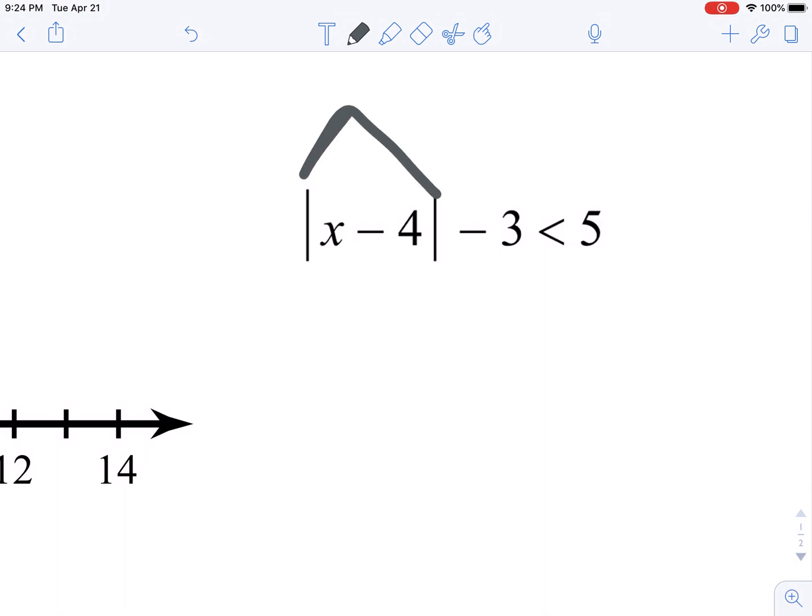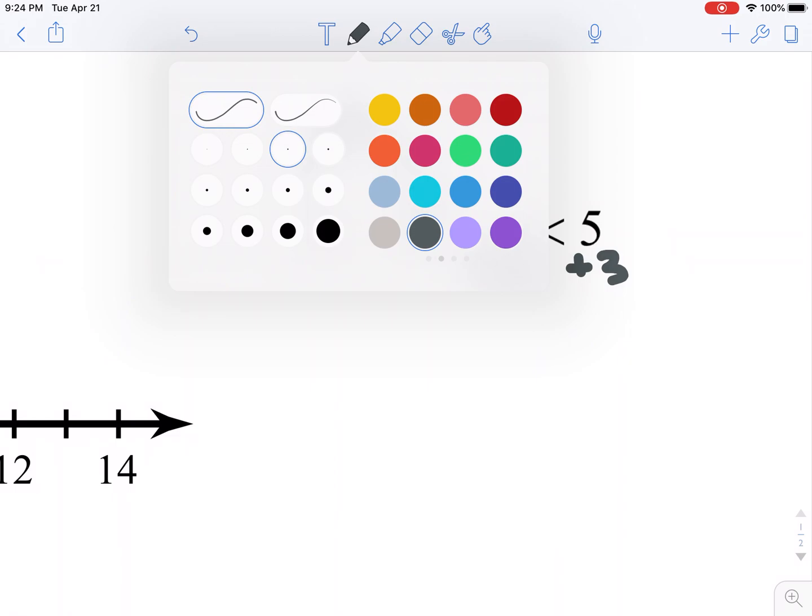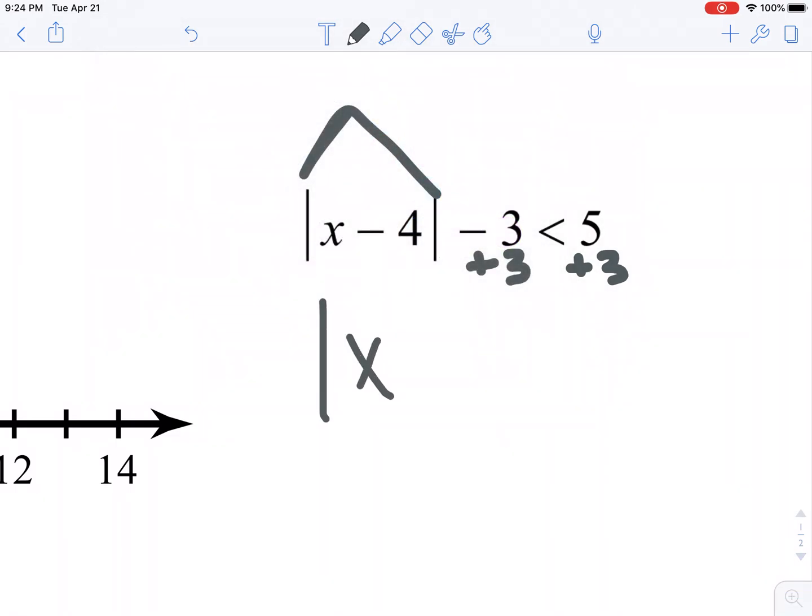That means I need to get rid of this minus 3. So I'm going to do the opposite. I'm going to add 3 to both sides of my inequality. Make this a little skinnier. All right, so I'm going to have x minus 4 still over here. That 3 is going away, and now this whole expression is less than 8.